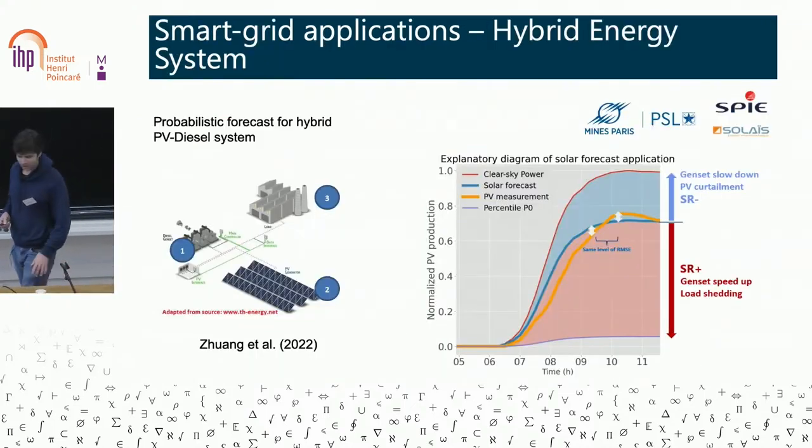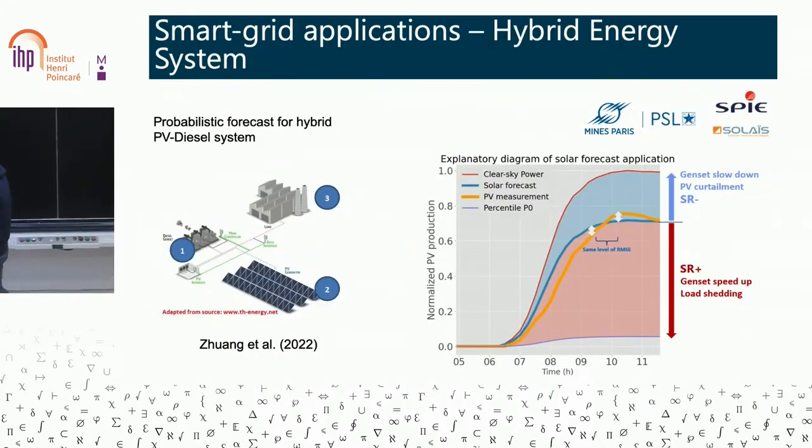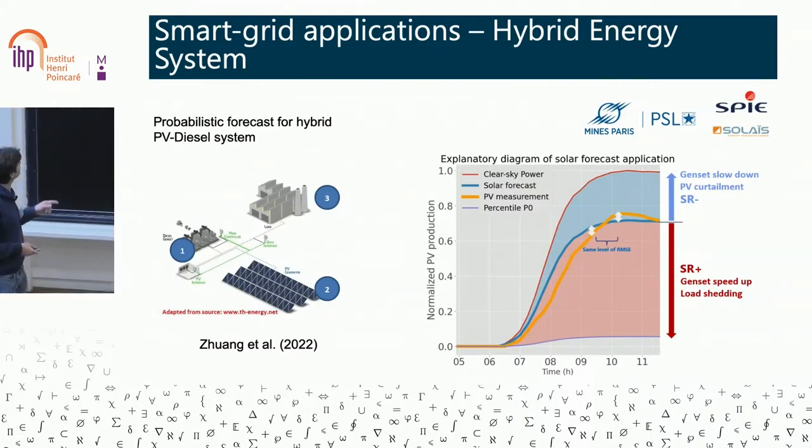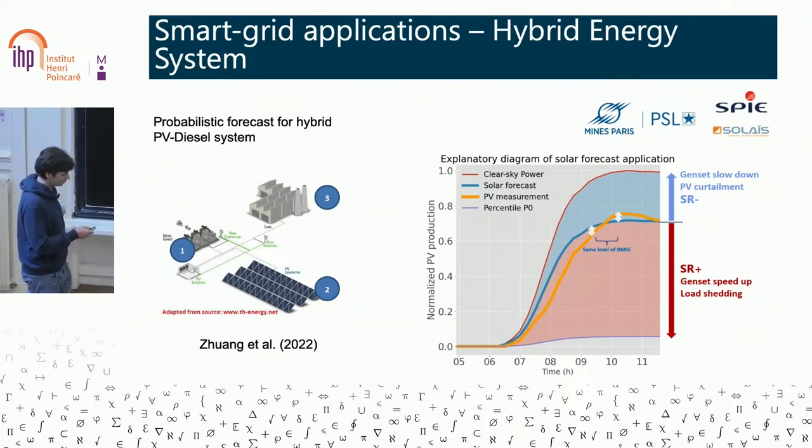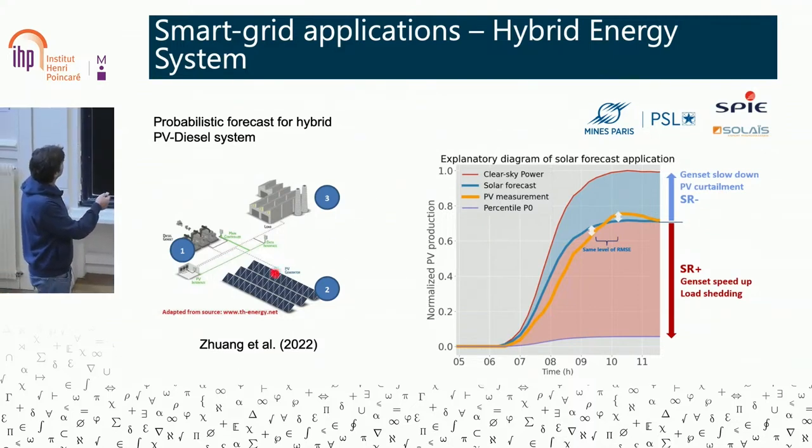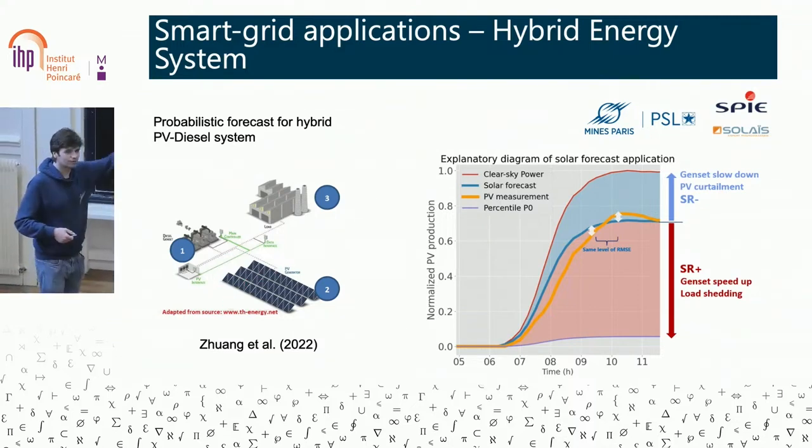Another application, which is quite new, of short-term forecast is the optimization of hybrid off-grid systems. On the left, this is a site very far from everywhere. Typically, it's a mine in the desert.